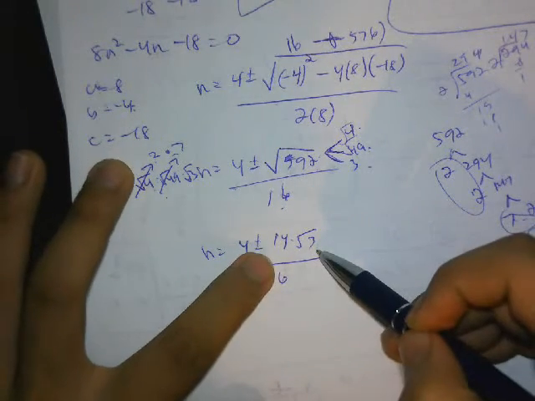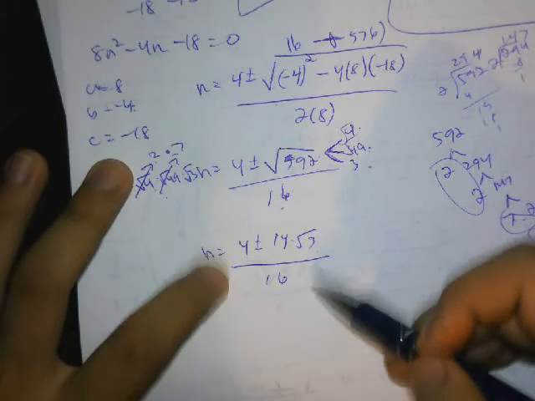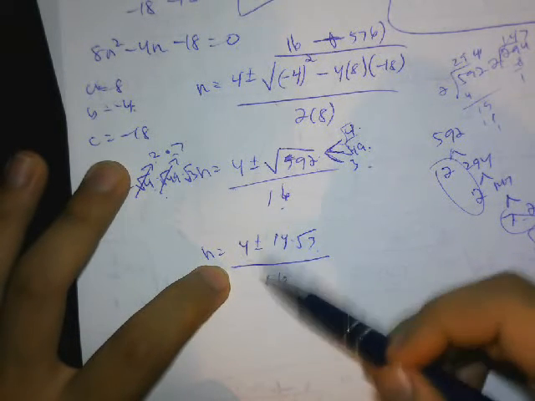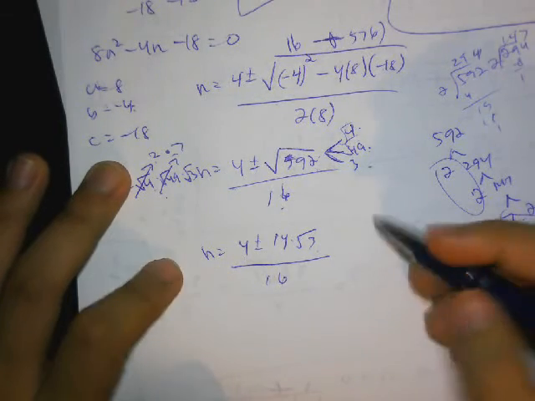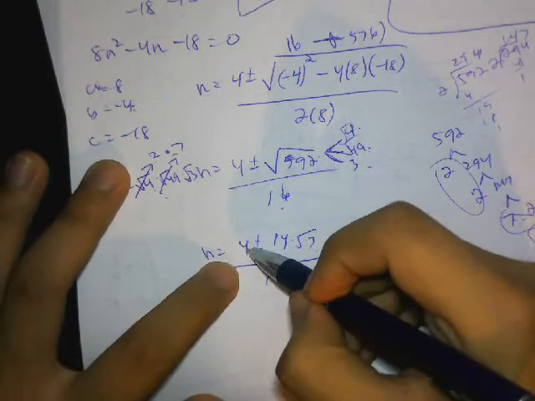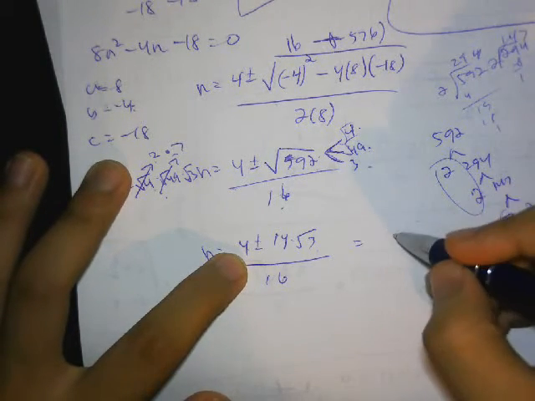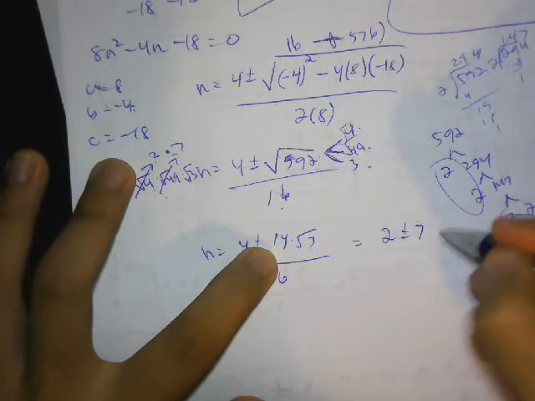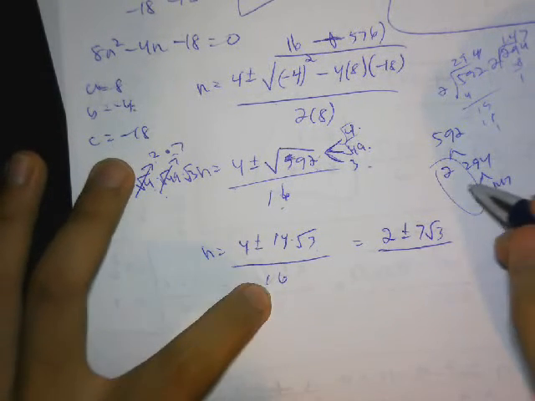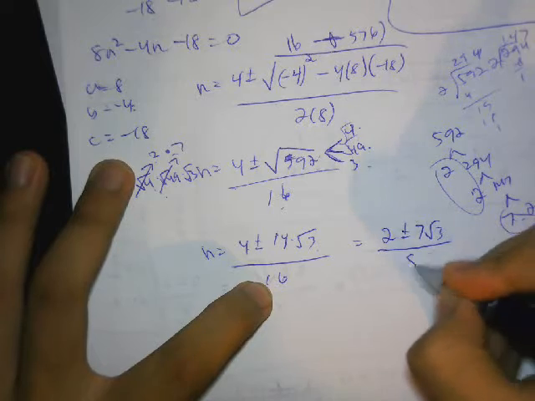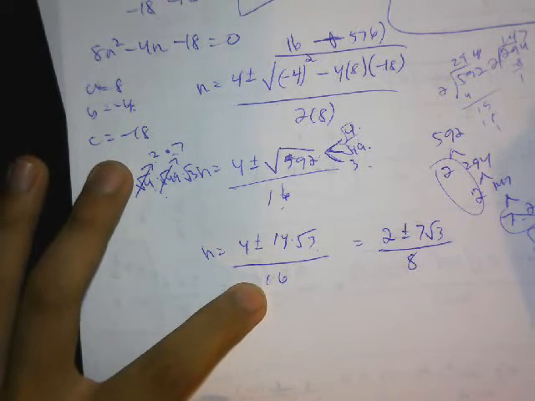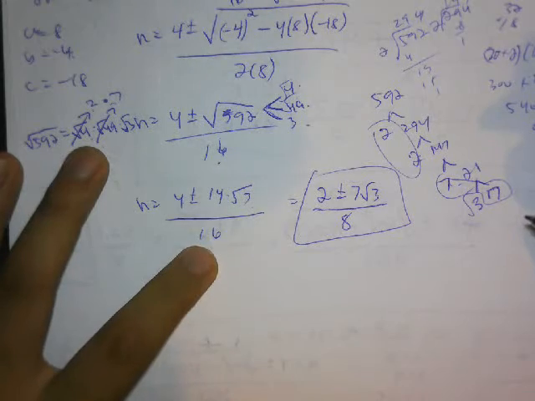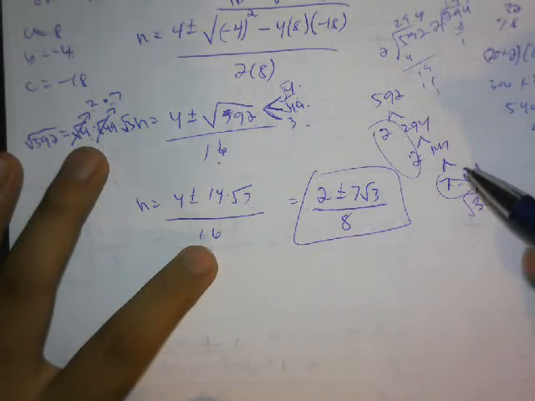Right, now that we've reduced our radical, now we can reduce our fraction. All of these numbers have 2 as a common factor, so I can reduce it by 2. Here 2 goes into 4 2 times, 2 goes into 14 7 times, and 2 goes into 16 8 times. So there's my answer: 2 plus 7 times the square root of 3, all over 8.